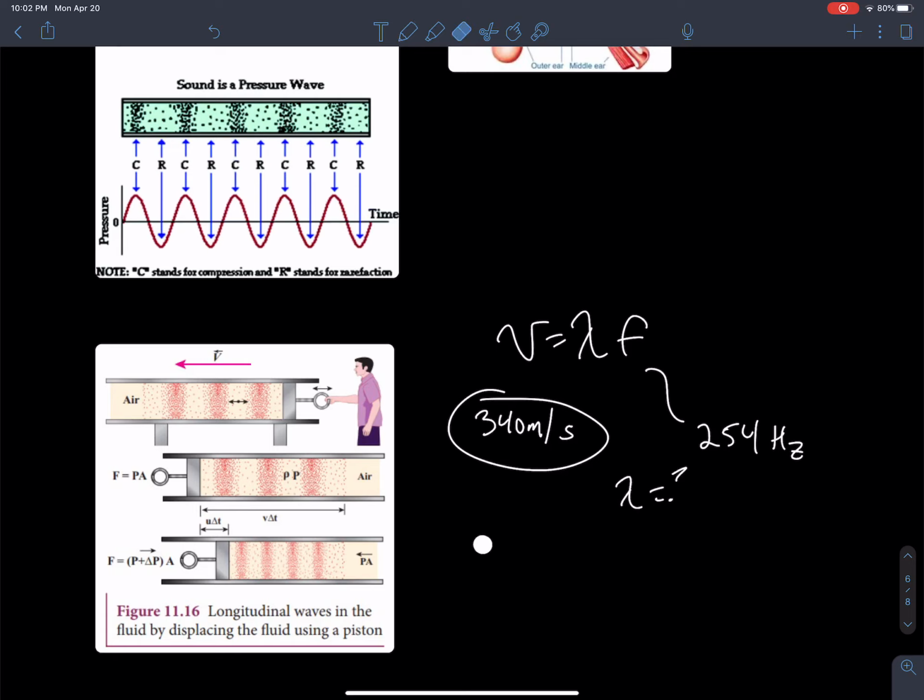Well, in that case, 340 meters per second divided by 254 hertz would be my wavelength. And if I did that division, you'd see the wavelength is a little bit more than 1 meter. Now 254 hertz is around middle C on a piano.